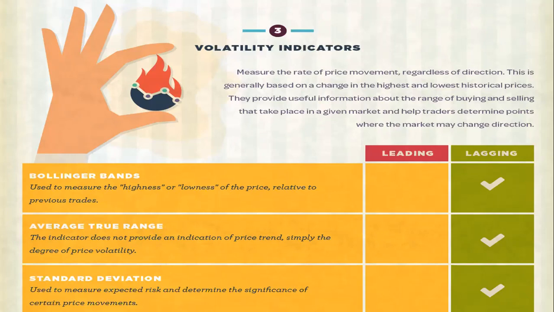So with volatility indicators, it's measuring the rate of movement. When you talk about volatility, it is the rate at which a pair or a commodity or a stock or a market instrument moves. So with volatility indicators, we have Bollinger Bands.